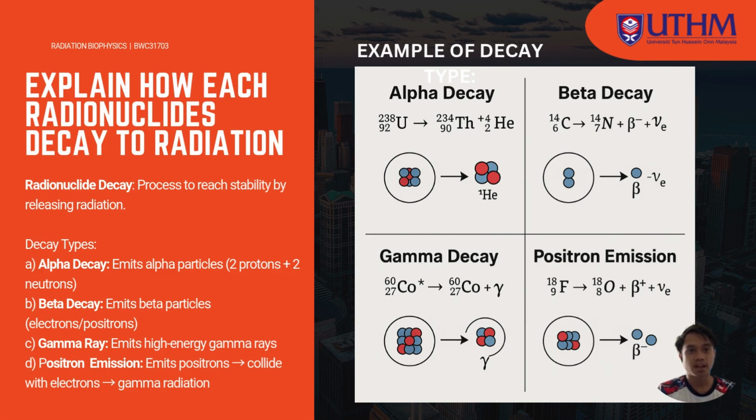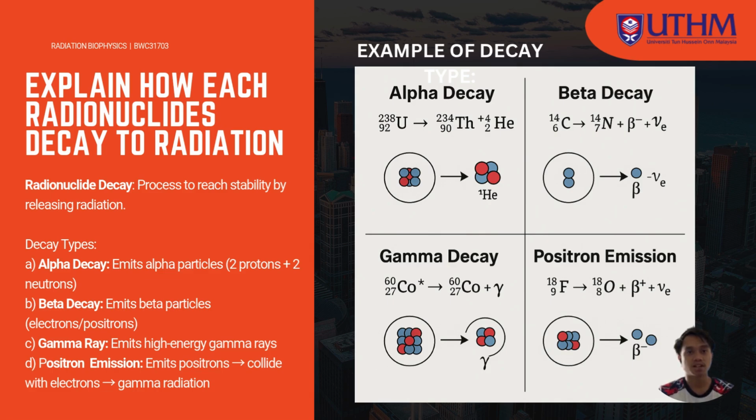Second, beta decay. Radionuclides such as carbon-14 undergo beta decay, where a neutron changes into a proton, releasing a beta particle, like an electron or positron. Beta radiation can penetrate the skin, but it's usually stopped by clothing or thin metals.